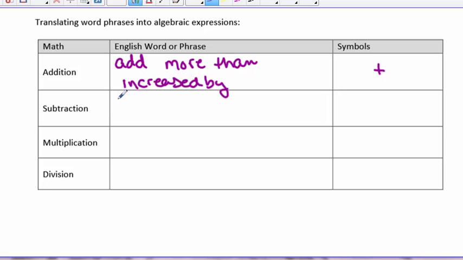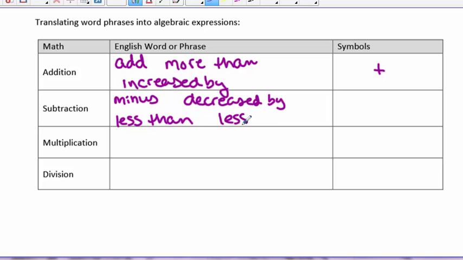Subtraction, there's a few. You could just say minus. You could say decreased by. You could say less than. Or less. There's a couple of these that we'll want to pay special attention to, especially less than and less are going to have different meanings, but both have the word less in them, so sometimes it can be confusing to tell the difference between those two. When we look at the examples on the next page, we'll get an idea what I'm talking about there. All right. The symbol is just the minus symbol.